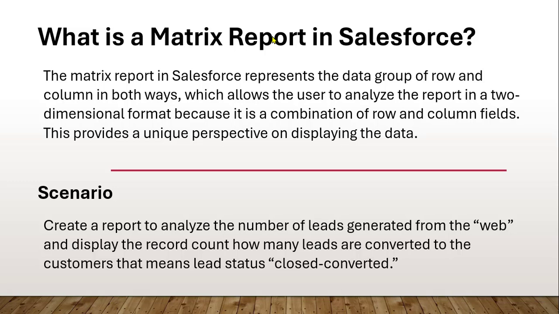The scenario is we need to create a report to analyze the number of leads generated from web. If you know, we have the lead source field on the lead object. In that picklist field we have the web value. And in this scenario, we want to analyze the number of leads generated from web and display the record count of how many leads are converted to the customer. That means lead status is closed converted. Here we want to display two things: how many leads are generated from web, and then how many leads are converted to the closed one. For that, let's jump to the org.